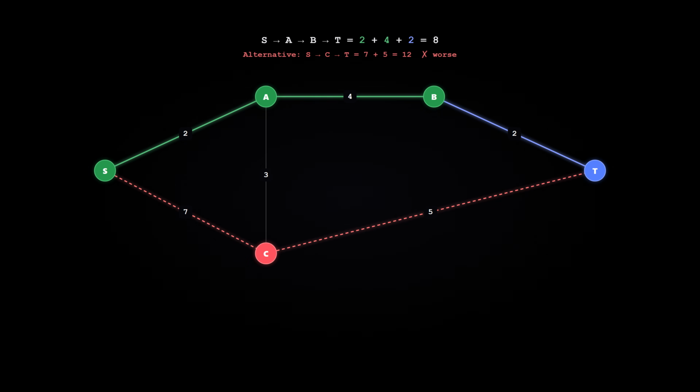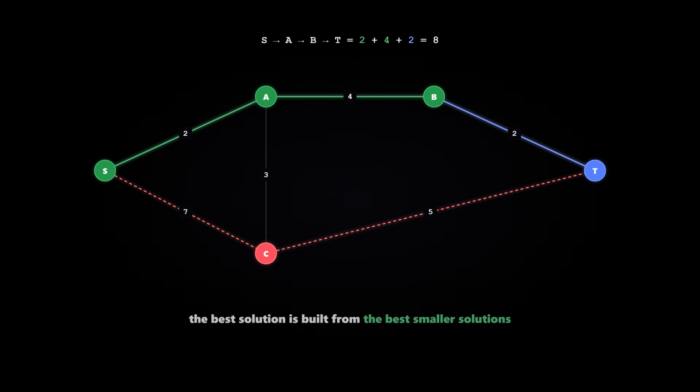Because if there were some cheaper way to get from S to B, like going through C instead, then you could swap that cheaper chunk into your overall path and get a lower total, which would mean your original path wasn't actually the cheapest, so it's a contradiction. The best overall solution has to be built from the best smaller solutions. And that's all optimal substructure means. The best path from start to finish contains the best paths between every pair of stops along the way.